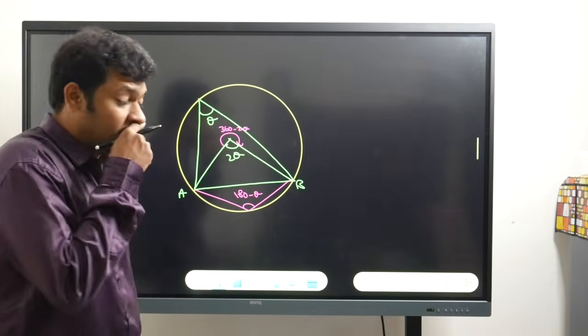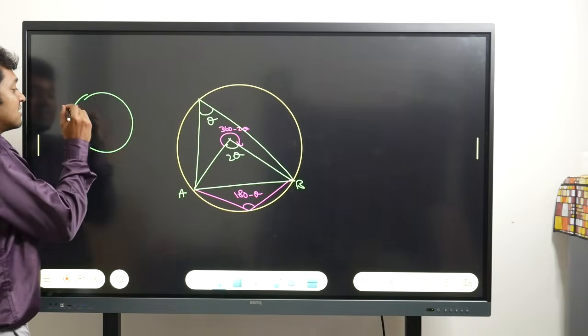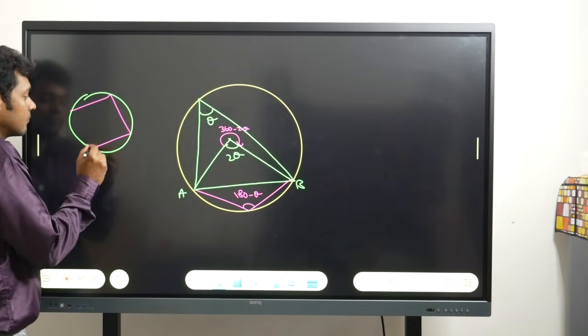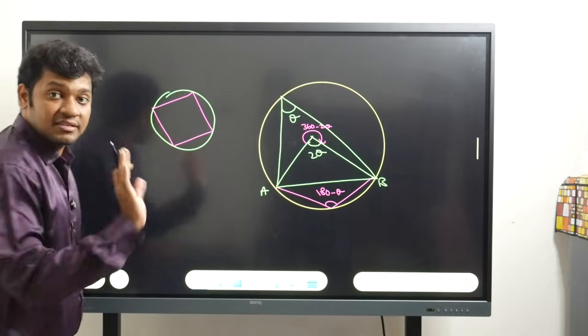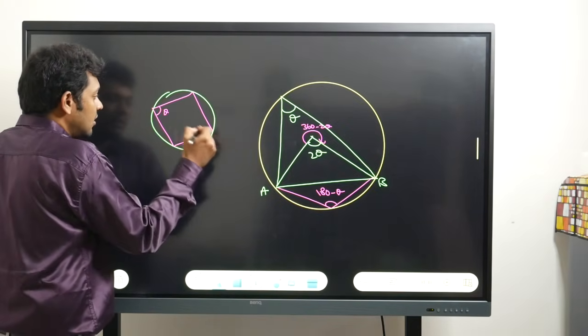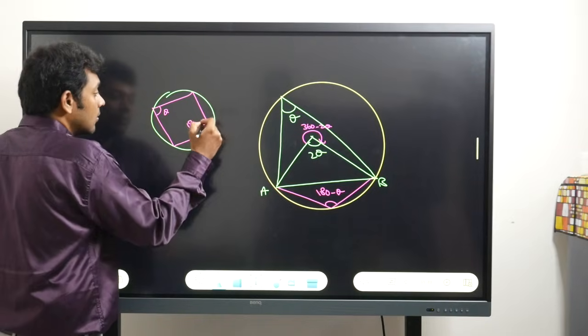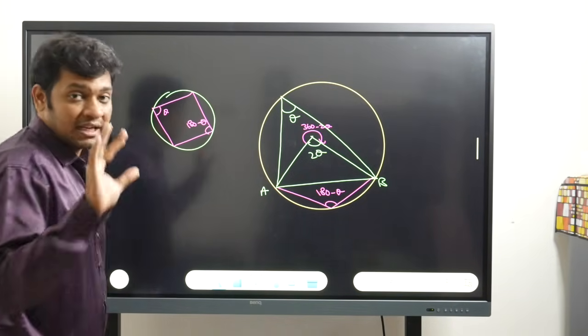Okay, I didn't tell you about cyclic quadrilateral. So what's a cyclic quadrilateral? Basically, if a quadrilateral can be inscribed in a circle, it's called a cyclic quadrilateral. In a cyclic quadrilateral, the opposite angles are supplementary.